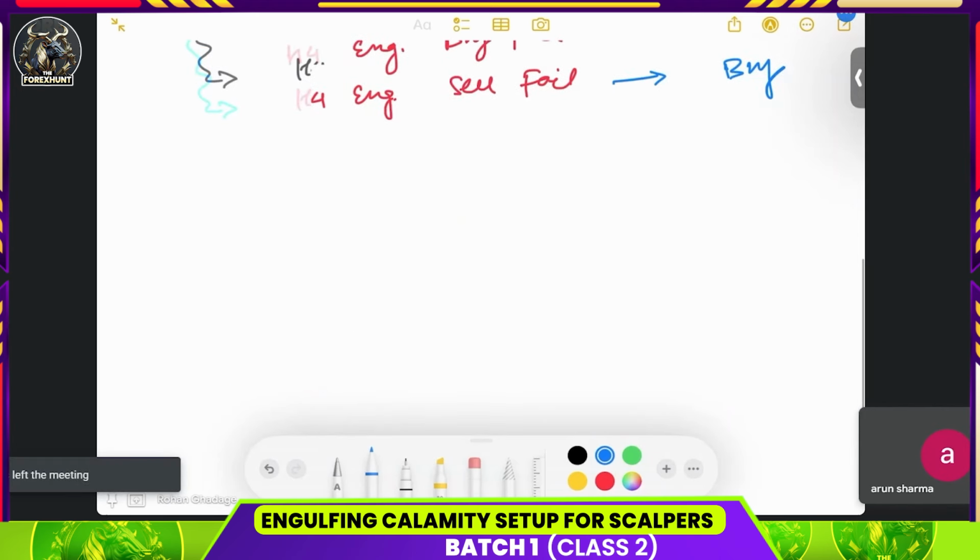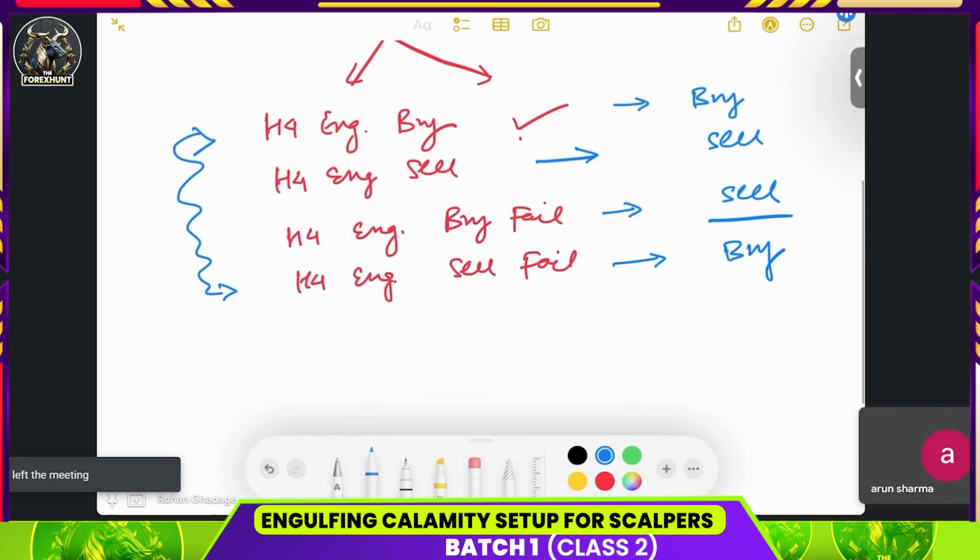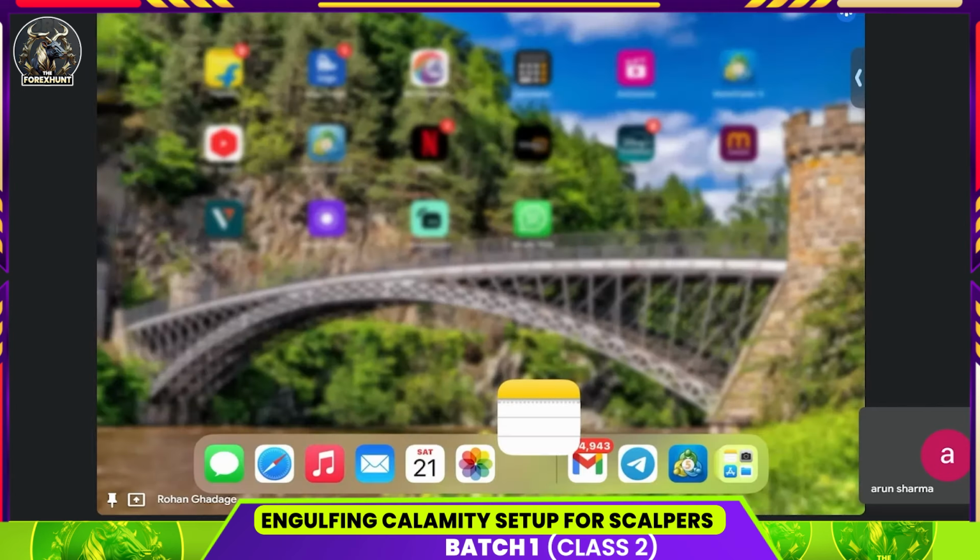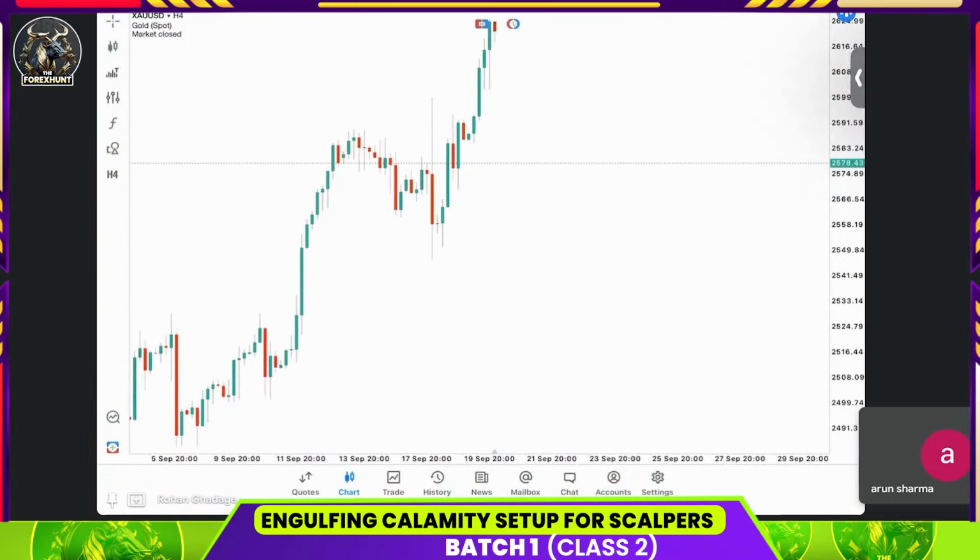Okay. So why is sell fail considered as a buy area? Sell fail is considered as a buy area because it is simply a resistance becoming support. Okay. Let's have a look at the chart again. If we have H4, this is our sell, right guys? This is engulfing sell. This got broke.